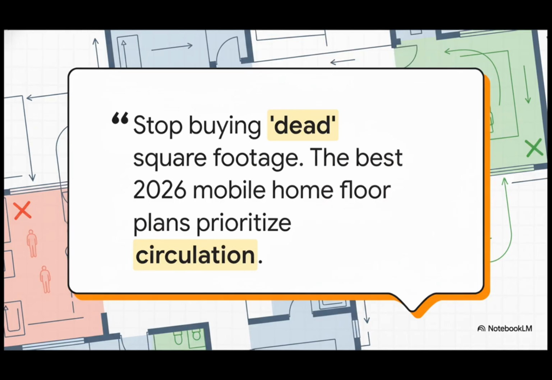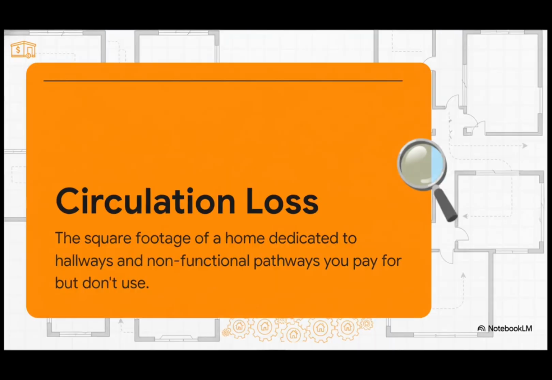As our founder, Chuck Odell, who's flipped over 100 homes, always says, you have to stop buying dead square footage. You might be paying for a 1,600 square foot home, but if you're only truly living in 1,100 of it, well, the rest is just a financial trap. And that trap actually has a name: circulation loss. It's a really simple concept, but oh man, it has huge financial implications.